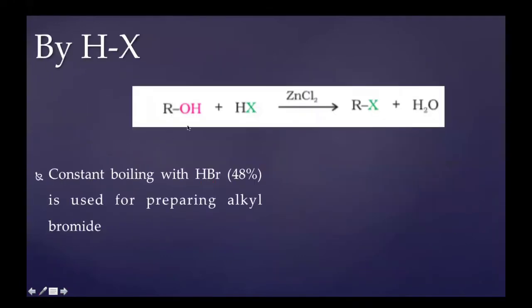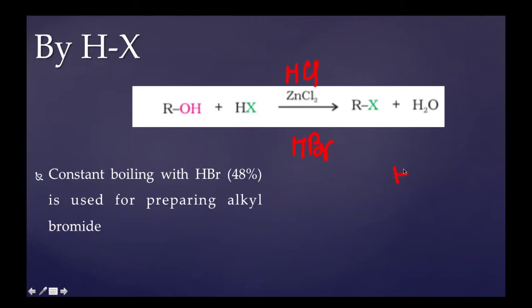On the last part, that is the bromide, if I use HBr, you have to apply it at near about 48% or 50%, and prepare it with constant boiling, so that it will lead to the product. Preferentially, that's why we use HCl or HBr.